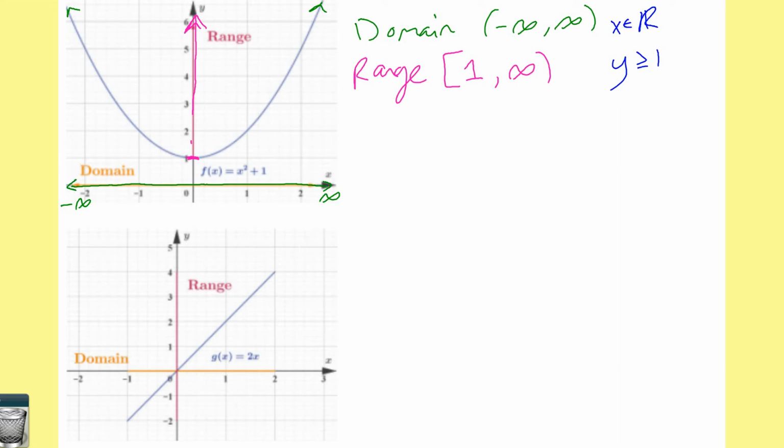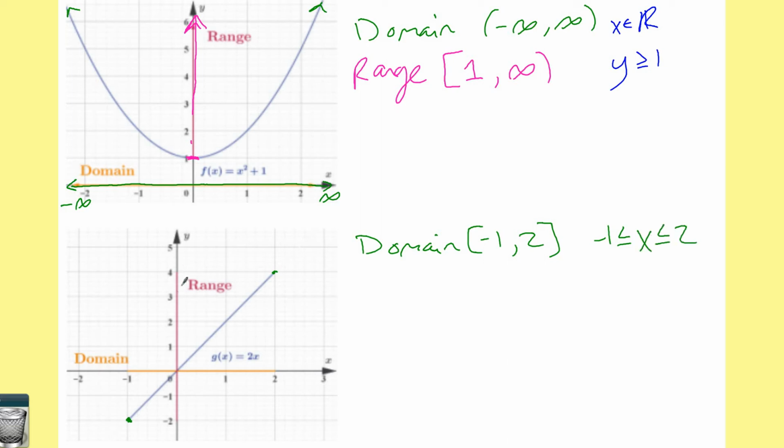So let's do the bottom one down here. Here we're going to look at our domain, so going left and right. Since we're graphing this line, we'll notice it's not going to the edge of my graph. It's stopping there. So my domain is only going from -1 to 2. I would write it from -1 to 2, but again, you can write that as -1 less than or equal to x less than or equal to 2.